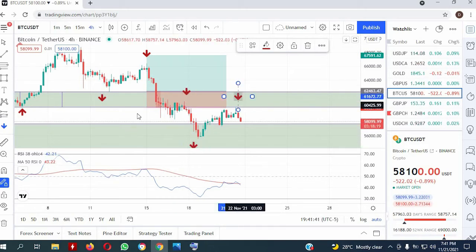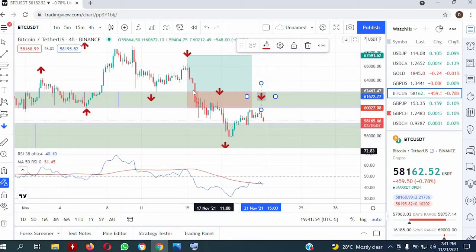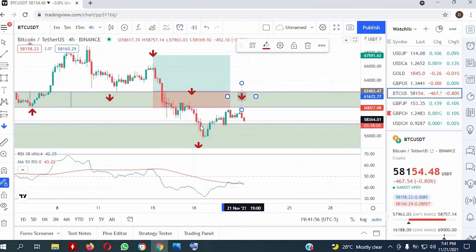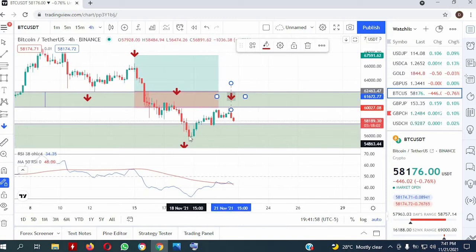So the Bitcoin is making lower highs and lower lows. So the Bitcoin is expected to come into this area, take out this area, and push further down if it's continuing this bear trend. However, if this area supports itself, Bitcoin would push further up into this area.